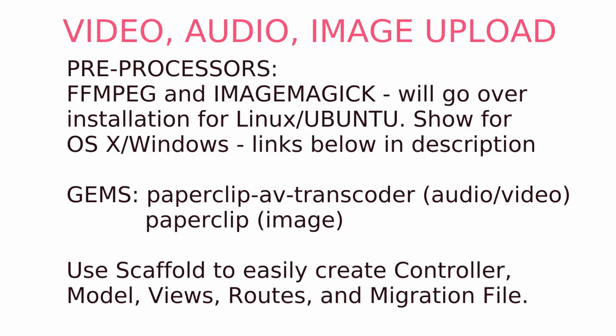Anyhow, for this video, for the preprocessors, you need to have FFmpeg and ImageMagick installed, and I will go over the installation for Linux and Ubuntu, and I will show web pages for OS X and Windows, and also provide links below in the descriptions. For gems, we will use paperclip-av-transcoder for the audio and video, and then the very common gem paperclip for the image uploading.